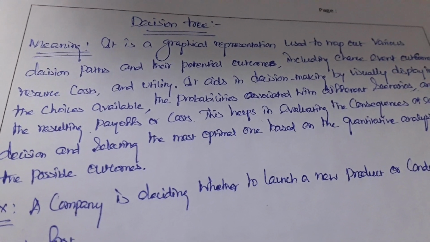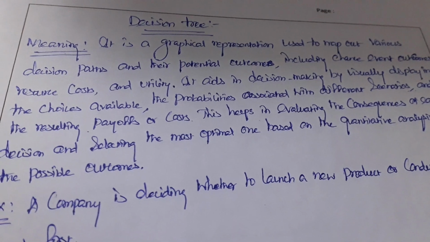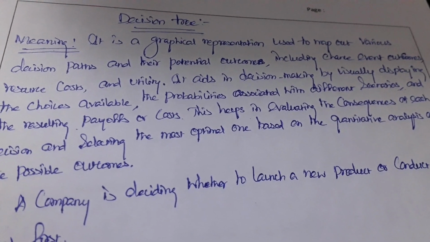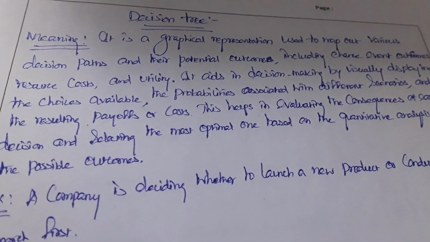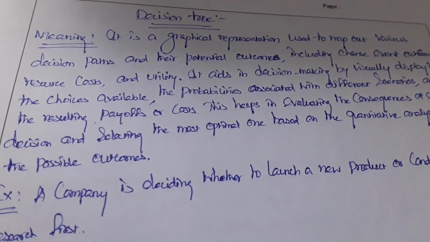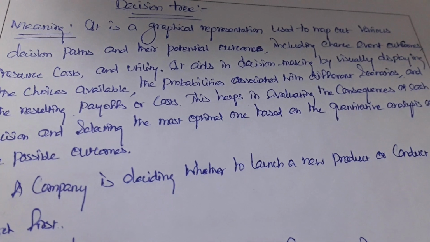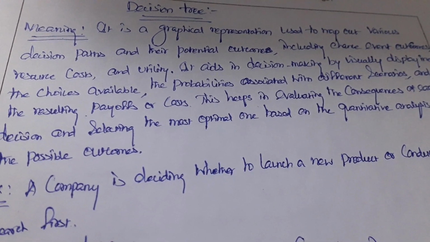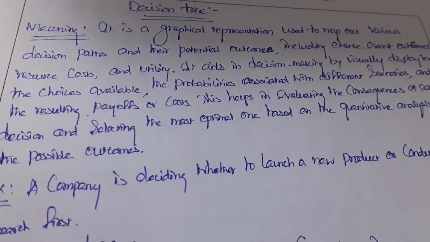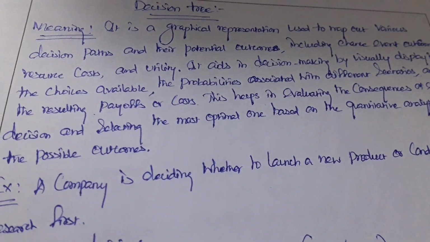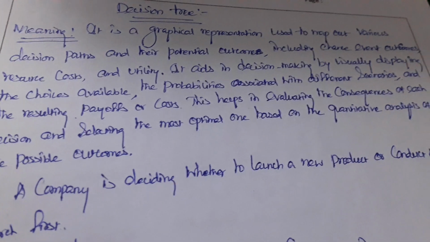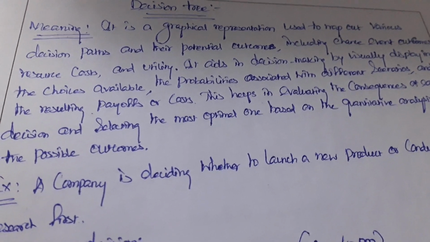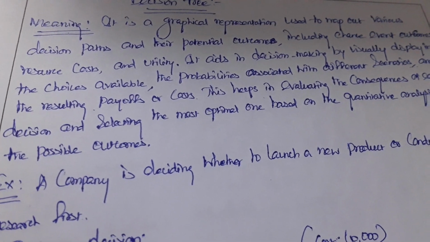It is a graphical representation used to map out various decision paths and their potential outcomes, including chance events, the outcomes, resource costs, and utility. It aids in decision making by visually displaying the choices available, the probabilities associated with the different scenarios, and the resulting payoffs or costs. This helps in evaluating the consequences of each decision, selecting the most optimal one based on the quantitative analysis of the possible outcomes.